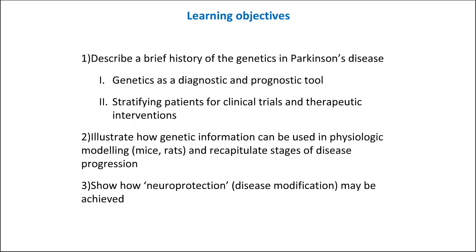From there, we're going to move on to illustrate how genetic information can be used to model disease from a basic point of view, and how we use particular models. In this case, we use mice, and how they may recapitulate stages of disease progression. And lastly, we'll move on to talk briefly about work that we're doing focused on reversing or trying to implement particular drugs from a neuroprotection point of view in a particular mouse model that we've generated.